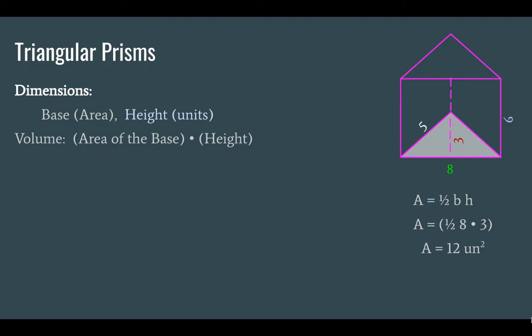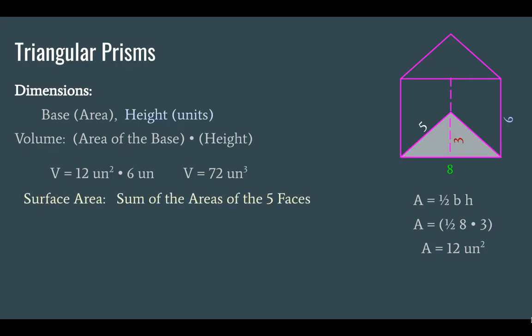Now that I know the area of the base, I can find the volume of this triangular prism by multiplying the area, which is 12 square units, by the height of 6 units. The volume of this triangular prism is 72 cubic units. Again, how did I get that? I find the area of the base of the prism and multiply it by the height. All right, let's move on to surface area.